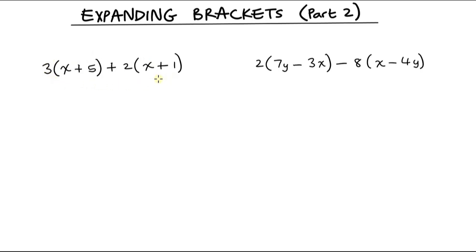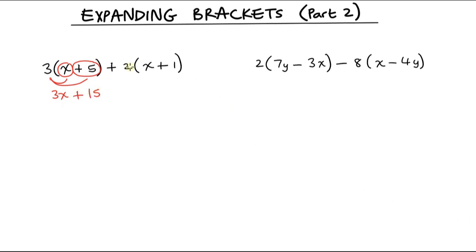So if we focus on the first set of brackets, whatever we've got in front of our brackets, we need to multiply that by everything inside our brackets. So we need to multiply the 3 by the x, and we also need to multiply the 3 by the positive 5. So 3 times x, that will give us 3x, and then 3 times 5 is positive 15.